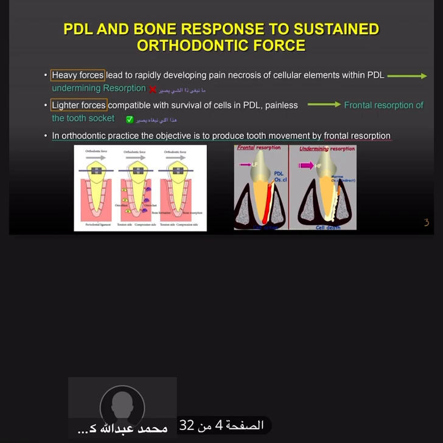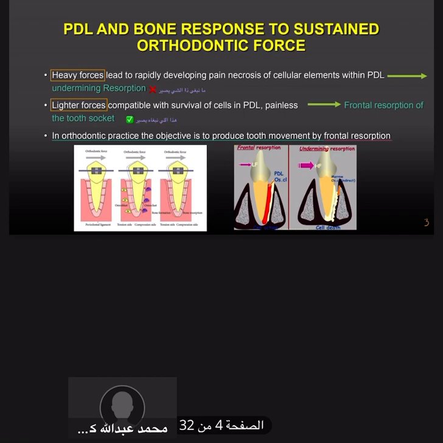PDL and bone response to sustained orthodontic force. Now, if we apply pressure intentionally, like in orthodontic treatment, heavy forces lead to rapidly developing pain, necrosis of cellular elements within the PDL, and the resorption that occurs is undermining resorption. But if lighter forces, which are compatible with the survival of cells, are applied, it is painless and frontal resorption occurs. Now, there are two different terms, frontal resorption and undermining resorption. I will discuss them in the future slides.